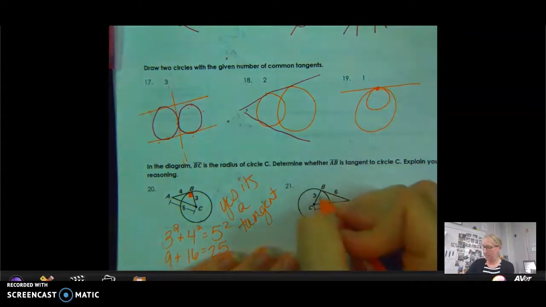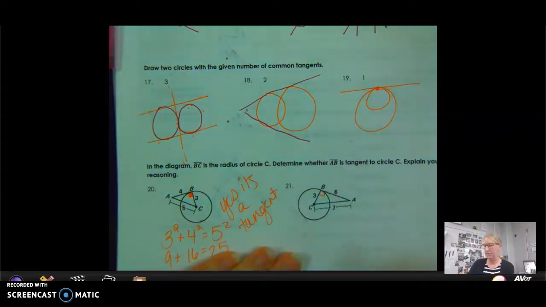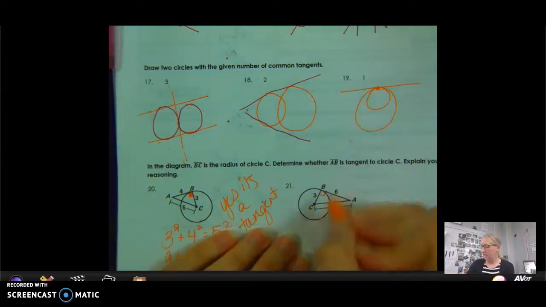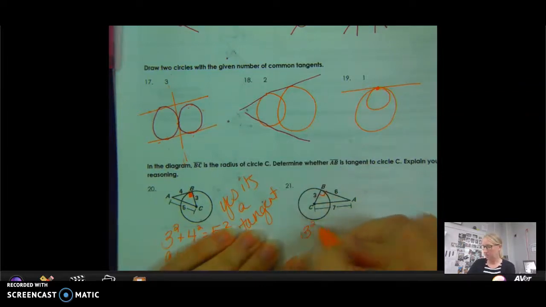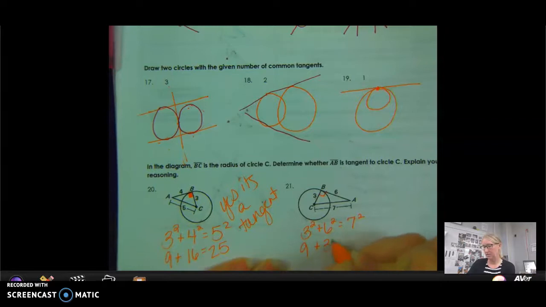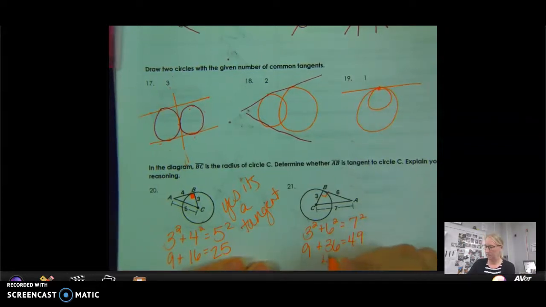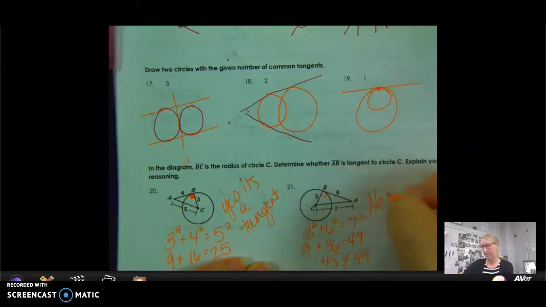And then this one, again, this would have to be a 90-degree angle if it is a tangent line, meaning that it only hits the circle once. And if that's true, then 3 squared plus 6 squared would have to equal 7 squared. 3 squared is 9, 6 squared is 36, 7 squared is 49. 9 plus 36 is 45. 45 does not equal 49, so this is not a tangent.